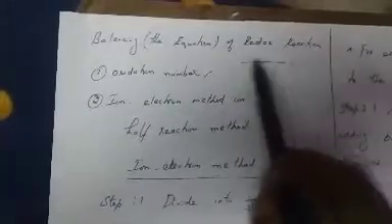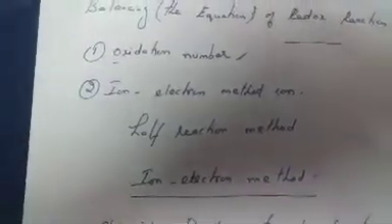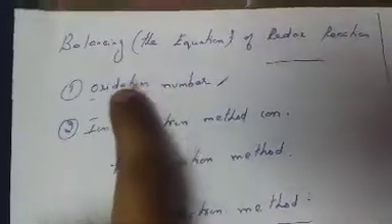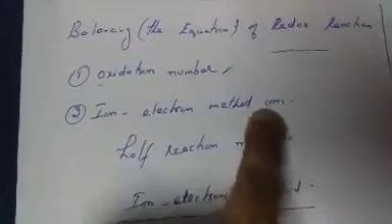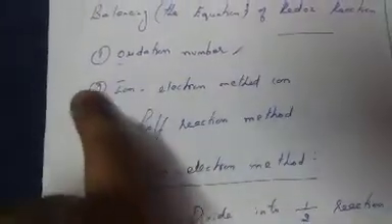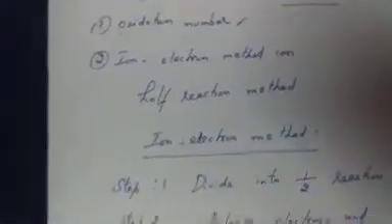How to balance the equation? We can balance the equation in two ways. One is by the oxidation number method, and the second one is by the ion electron method. It is otherwise called the half reaction method. Now I am going to explain the second method first, the ion electron method.